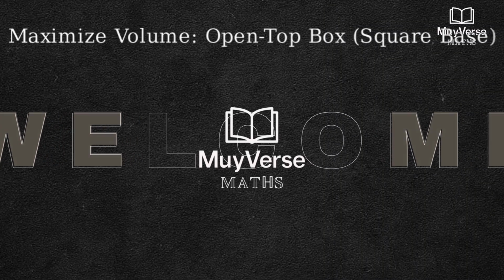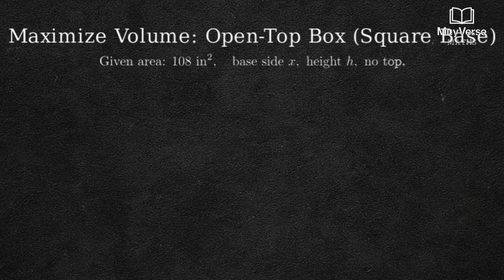Optimization with calculus. We have a box with a square base and no top made from 108 square inches of material. The base side is x and the height is h. Find the dimensions that maximize the volume.